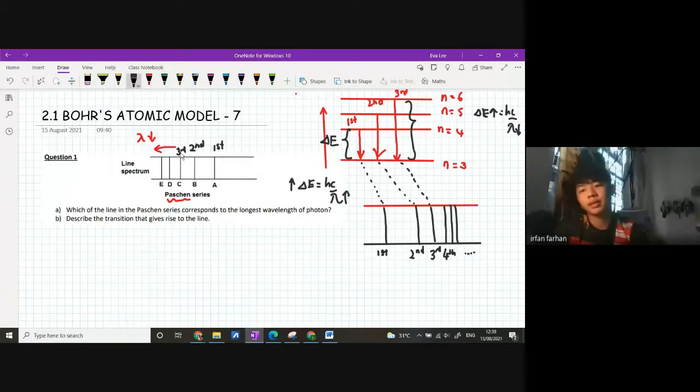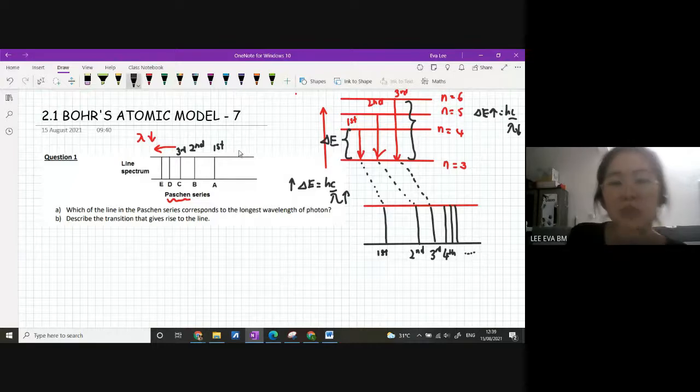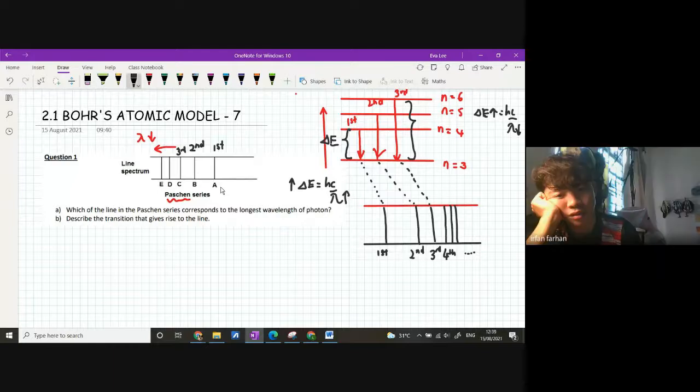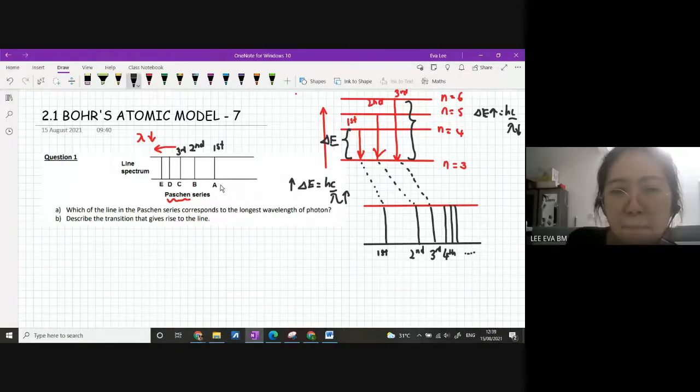Okay. So, madam wants to ask also, from this line spectrum, the first line is from which energy level to which energy level? 4 to 3. So you can also write it in your diagram: from energy level n equals 4 to n equals 3.